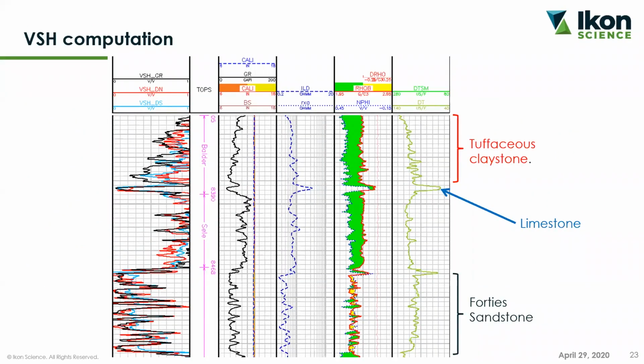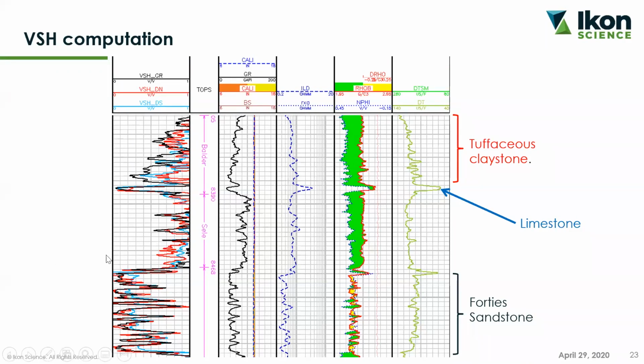In this example, I'm going to show you some QC of your volumes of shale that you may have generated. In the first track, we have a volume of shale from a gamma ray in black, volume of shale from density neutron in red, and a volume of shale from density sonic in blue. The first thing to notice is that they're all reading on depth, which shows that our log depth shifting and everything else has been done correctly.